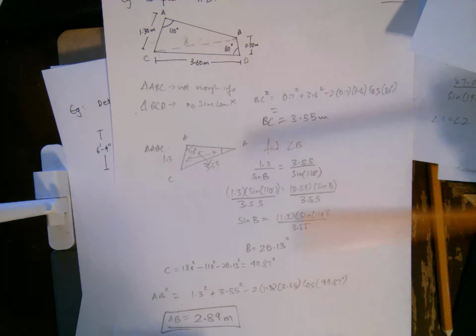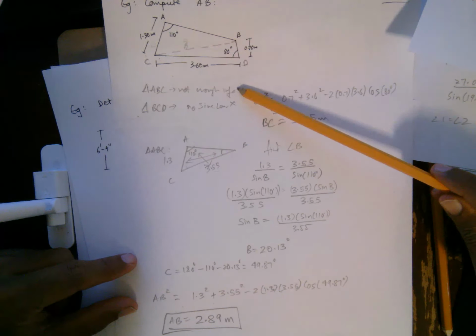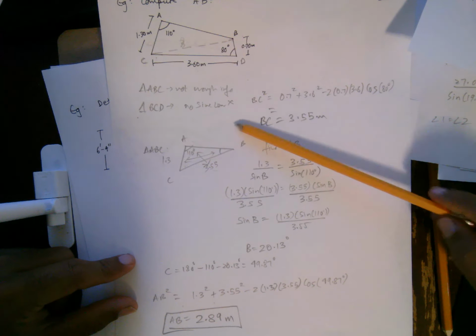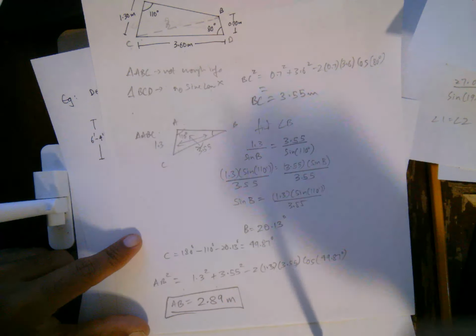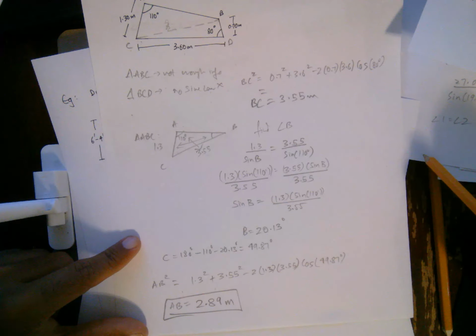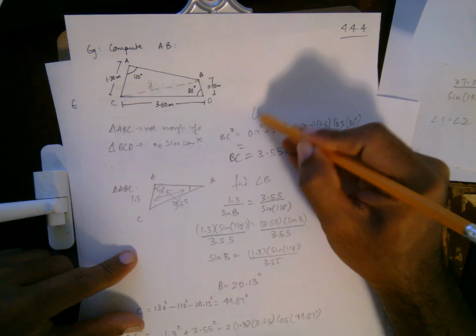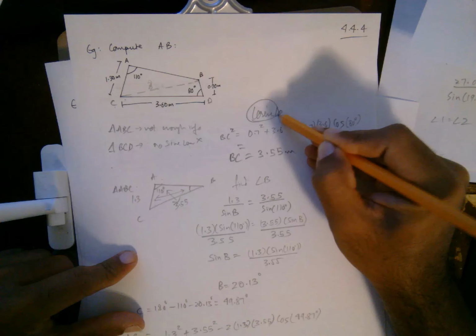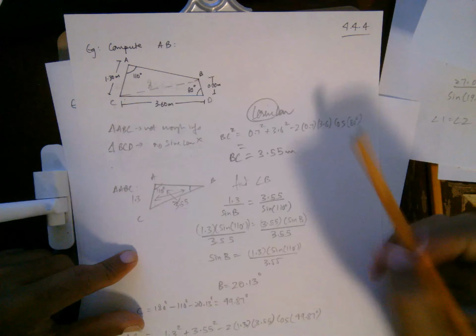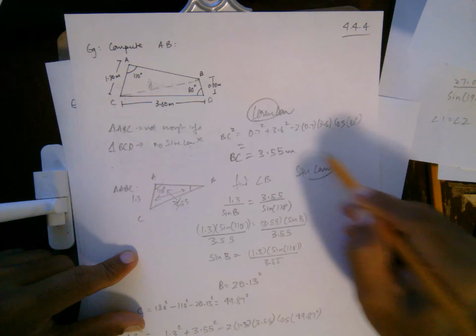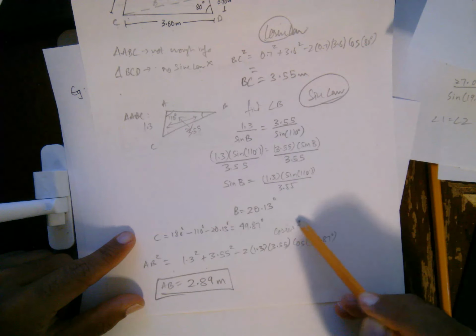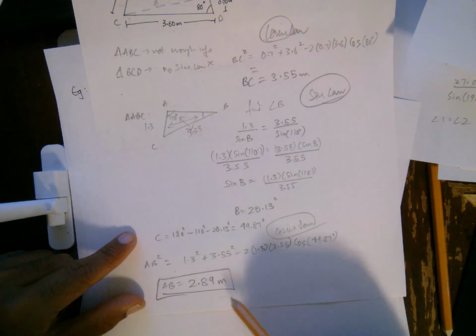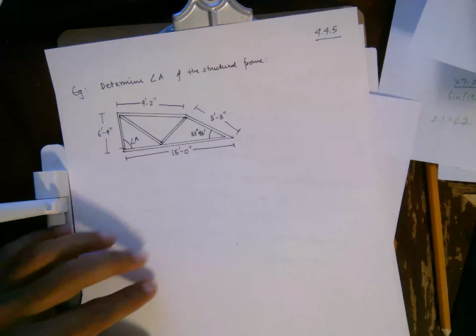Okay. So not a straightforward path, because it's not enough information. I first use cosine law to find BC. Then I used sine law to find this angle. Then I went back to cosine law to find the unknown side.